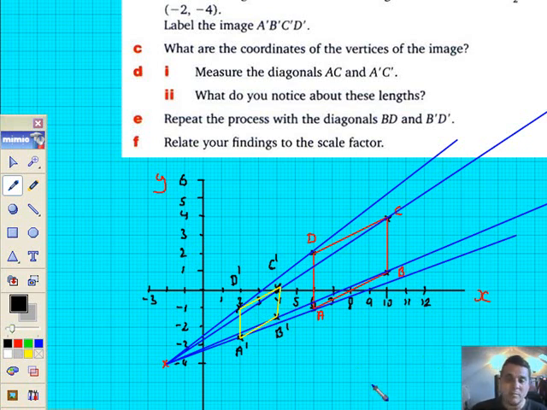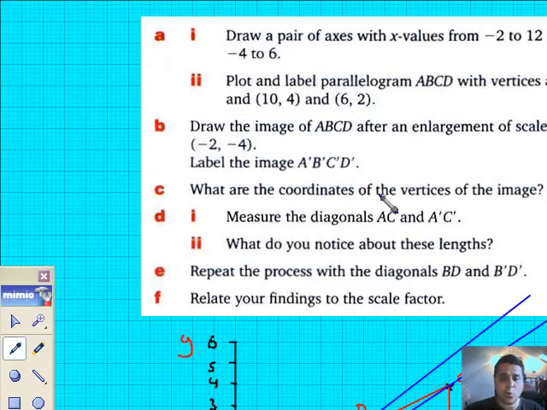But just accept that that's half the size of that one. That's A, B, C, D, and that's A dash, B dash, C dash, and D dash. All right, and that's that. That's the hard part done. Now C says, what are the coordinates of the vertices of the image?